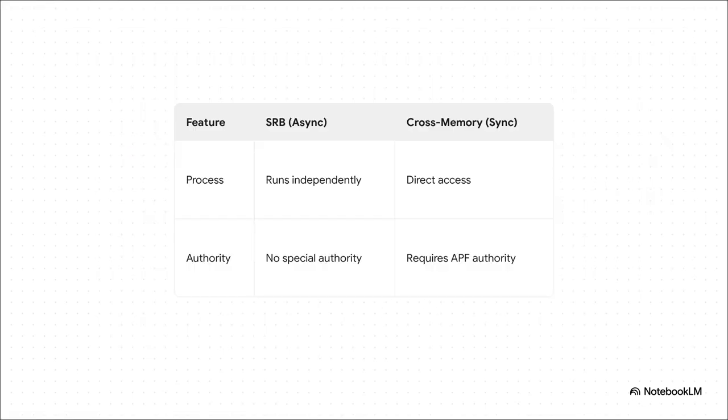But here is the most critical difference, and it all comes down to authority. In a system like Unix, you can often use shared memory without needing any special permissions. But z/OS is way, way stricter. To use the super powerful direct access of cross-memory services, a program needs special APF authority. This is a huge security feature. It makes sure that only programs that are explicitly trusted can ever reach into another program's private space.